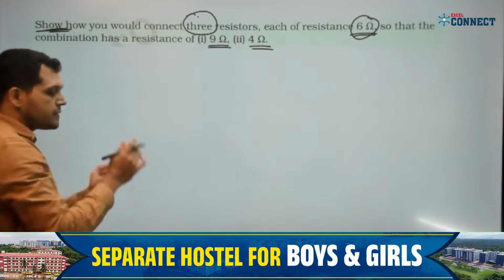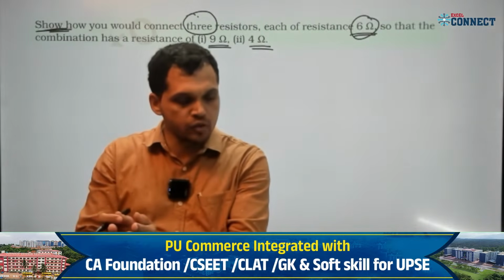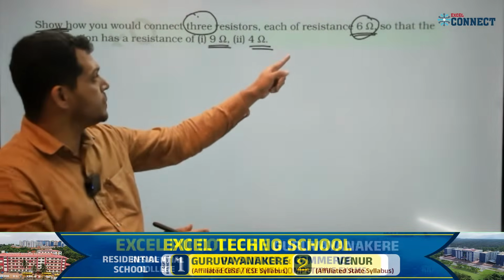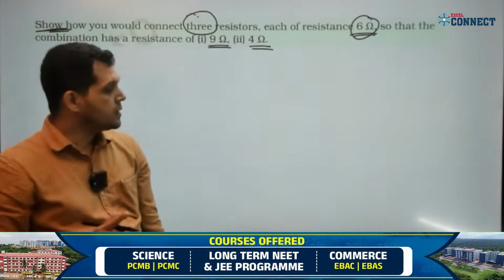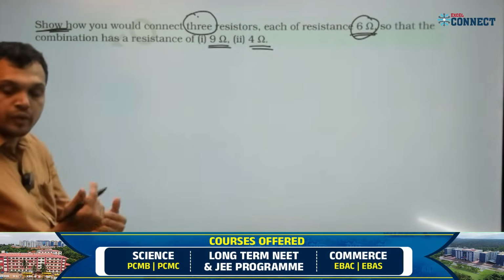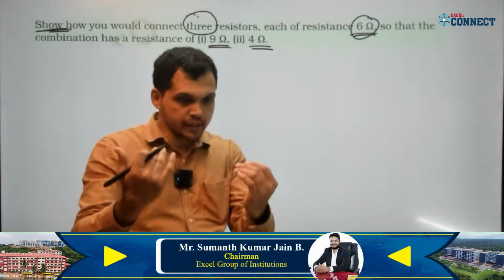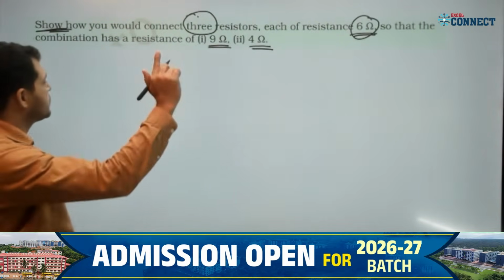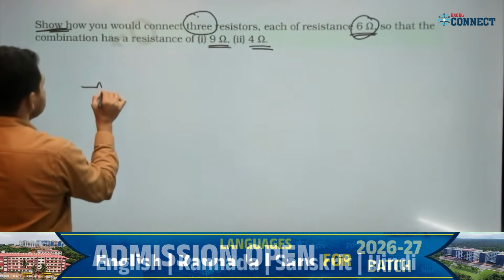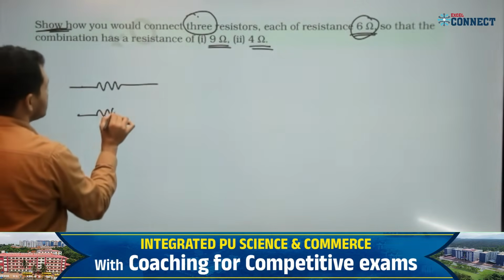If you connect 2 resistors in series, R1 plus R2, then what is the equivalent? 6 plus 6 is 12, but we need only 9. Then to reduce the value, we have to go for a parallel combination. Now I will use a parallel combination first. If I take 2 resistors in parallel, then what is the equivalent?